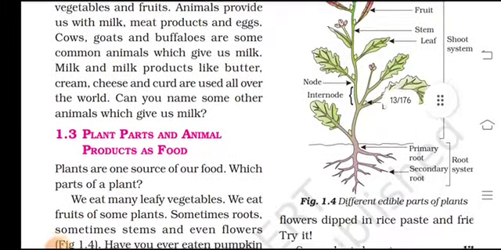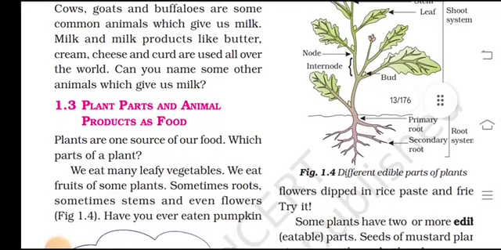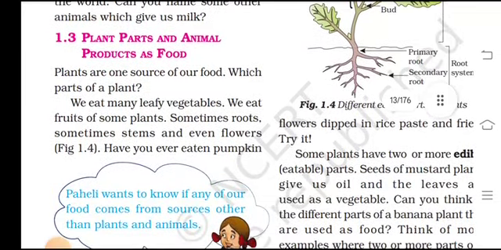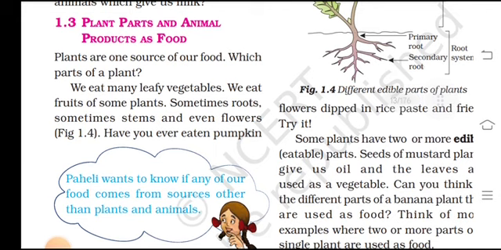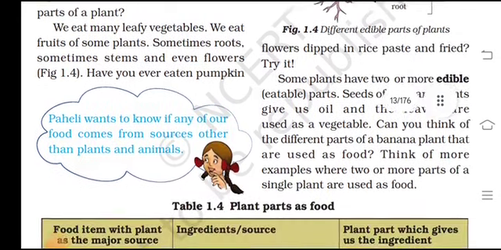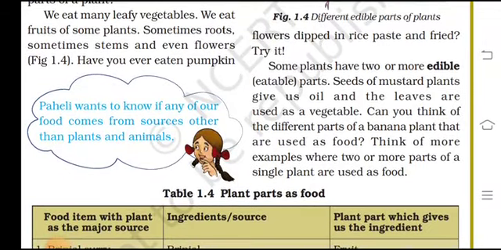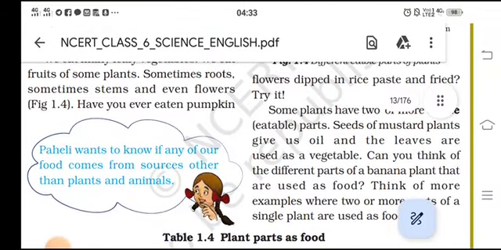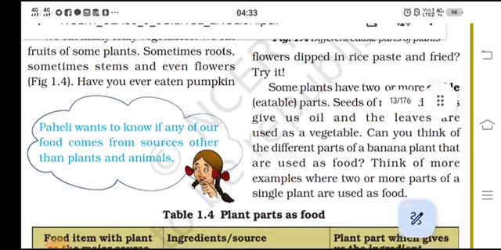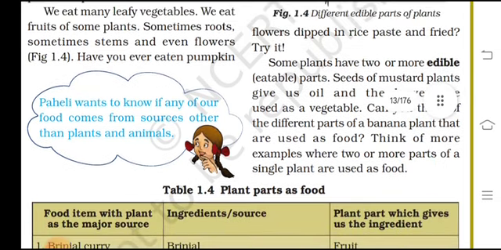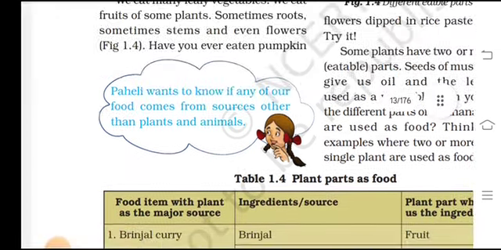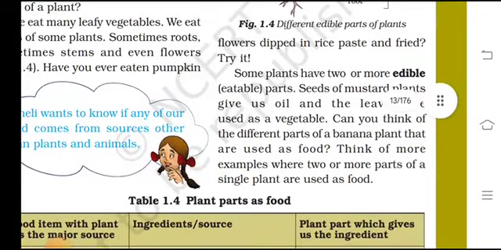Flowers, fruit, stem, leaf, shoot system and node, internode, bud, primary root, secondary root and root system. Different edible parts of plants. Flowers dipped in rice paste and fried, and the fruit. Some plants have two or more edible parts.